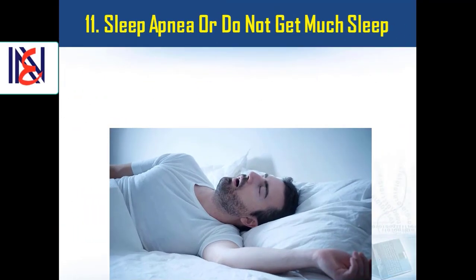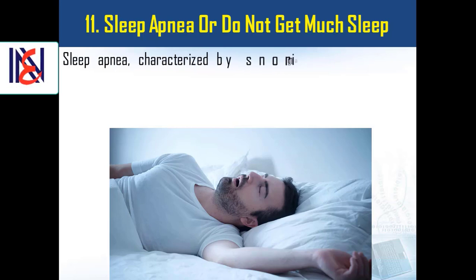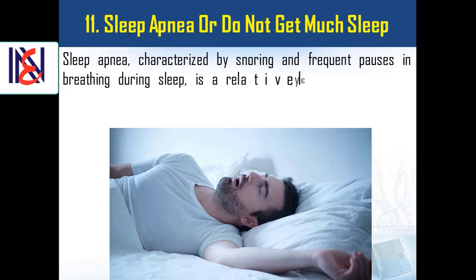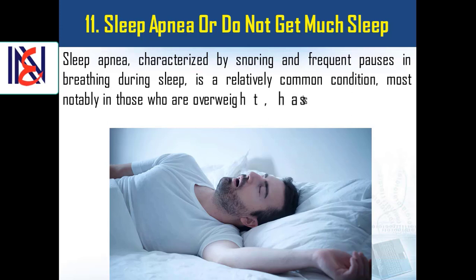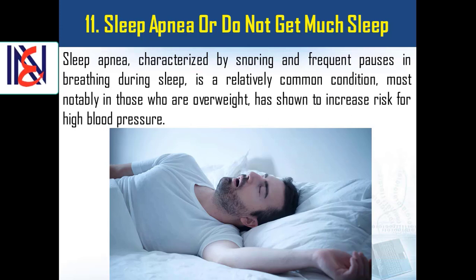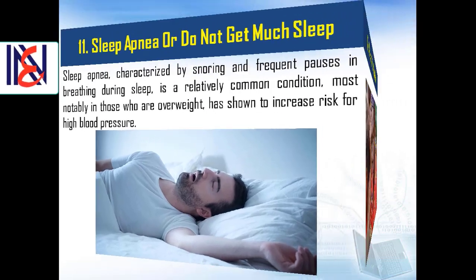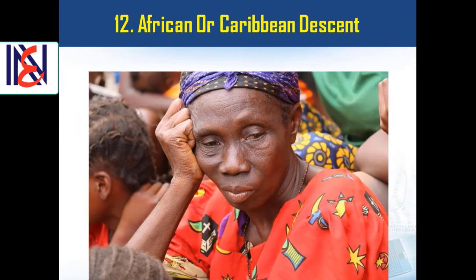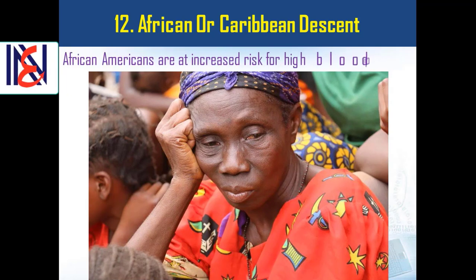11. Sleep apnea or not getting much sleep. Sleep apnea, characterized by snoring and frequent pauses in breathing during sleep, is a relatively common condition, most notably in those who are overweight. It has been shown to increase risk for high blood pressure. 12. African or Caribbean descent. African Americans are at increased risk for high blood pressure.